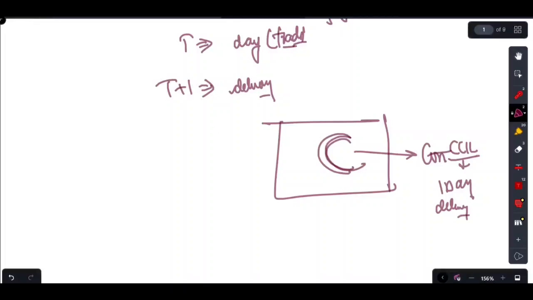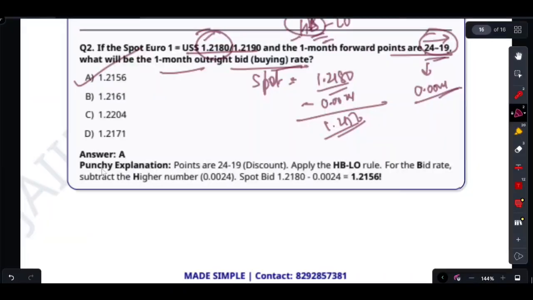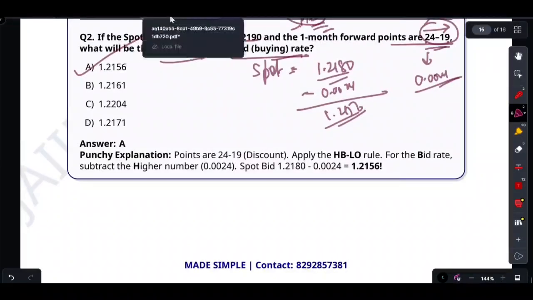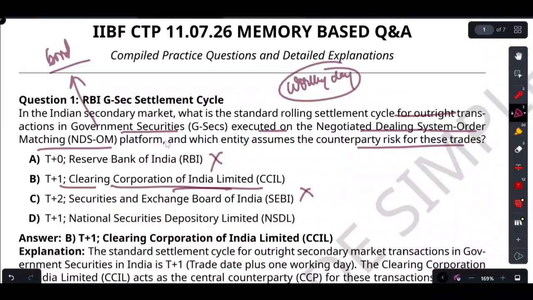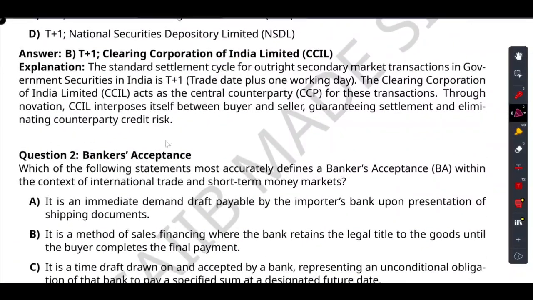Now, have a look at question number 2. Question number 1 we have already done. Question number 2 is on your screen. It is regarding the banker's acceptance.